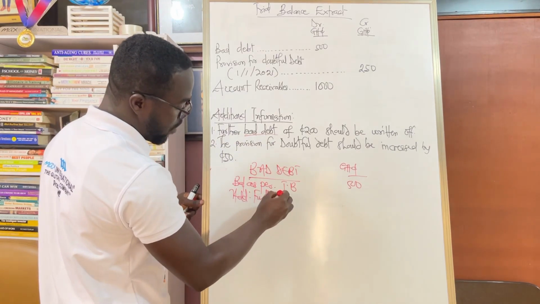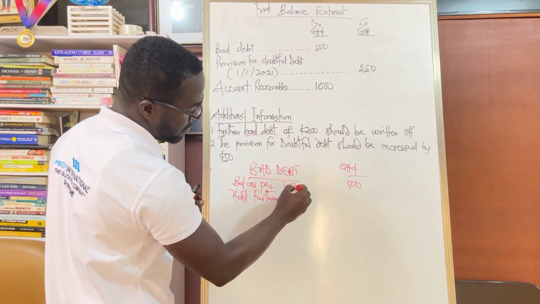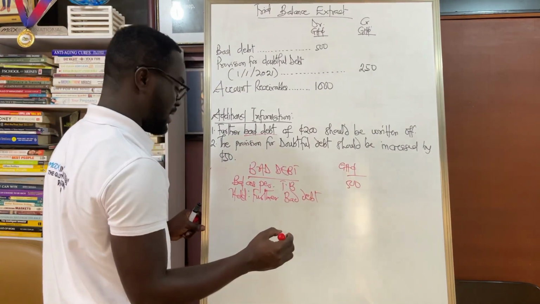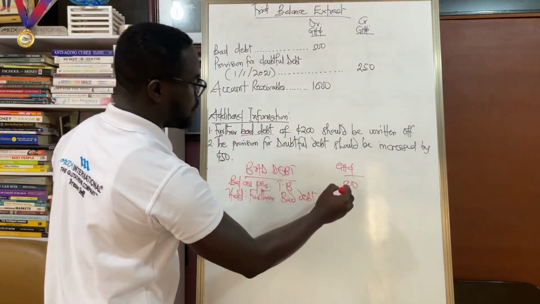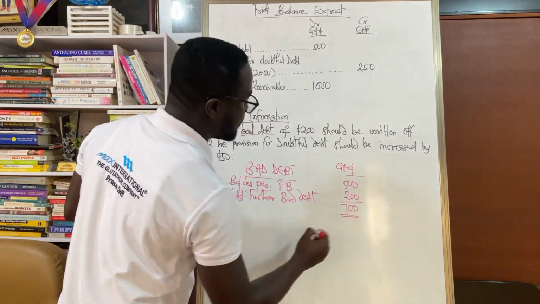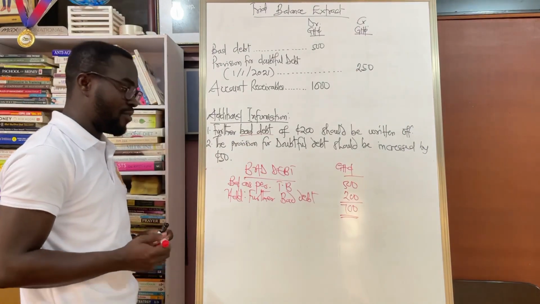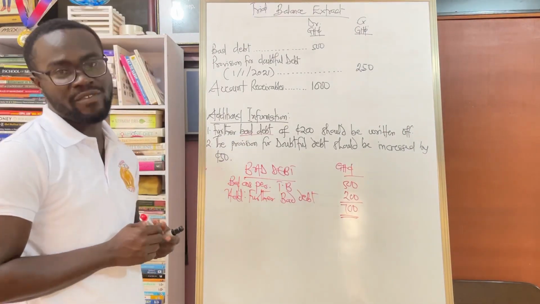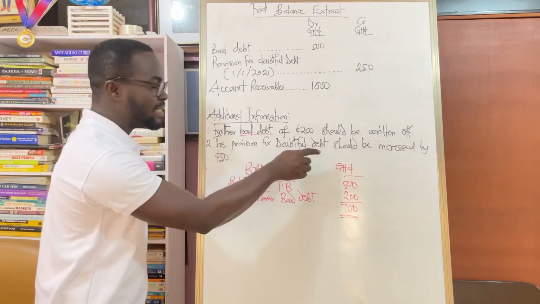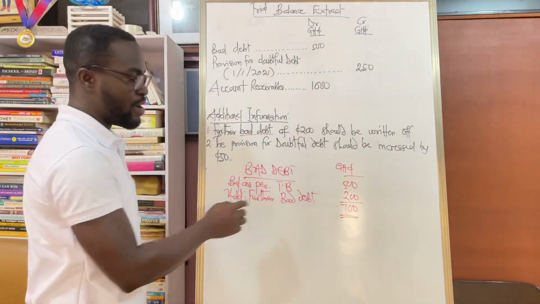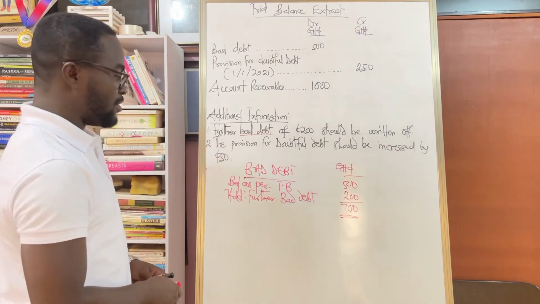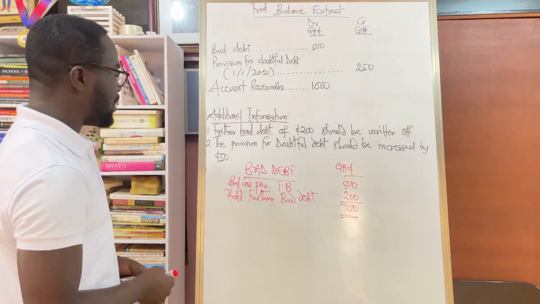further or additional bad debt, which is 200. So right now, our final bad debt expense is 700 cedis instead of the 500. So if you go to your income statement, expense for bad debt will no more be 500, but rather 700. I hope you've gotten it. Thumbs up. Let's come to the provision for doubtful debt.